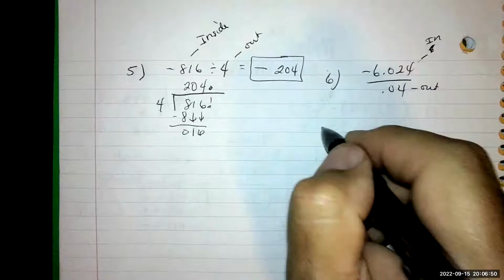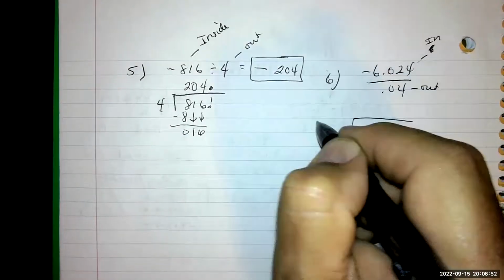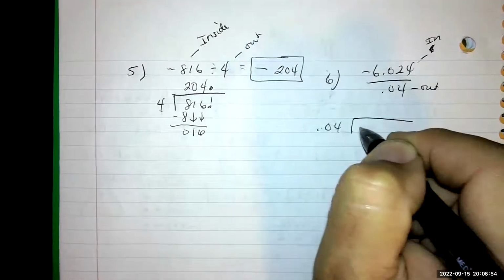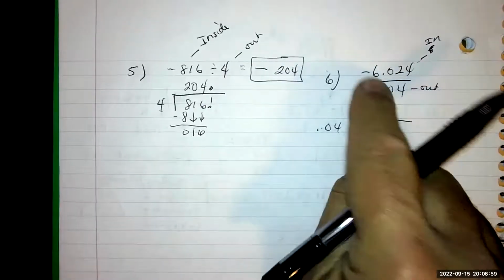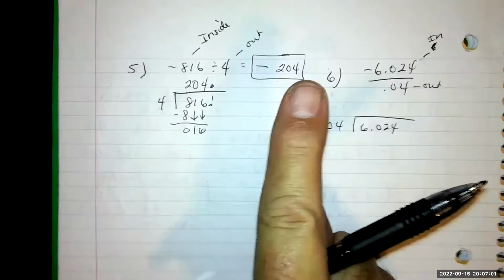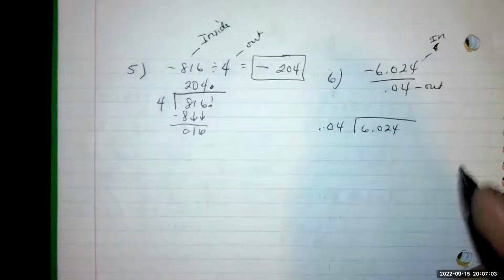So we're going to have our box again. 0.04, 6.024. Notice I'm not worried about the negative because look, how many negatives do you have? 1. So my answer is going to be negative. All right, so here we go.